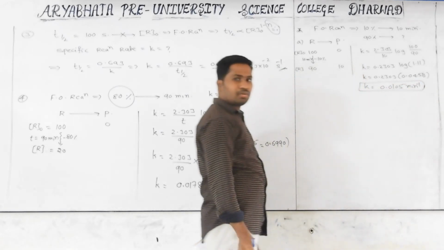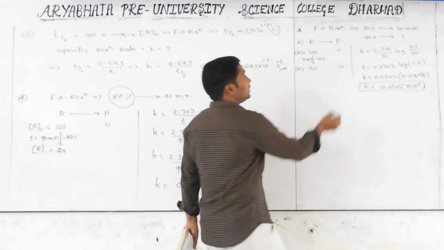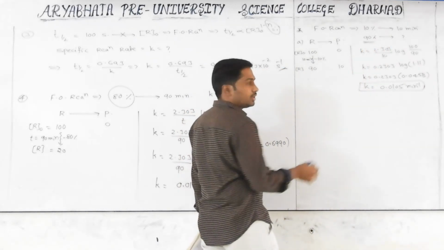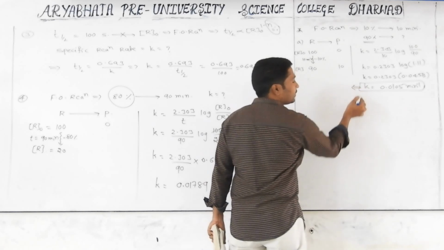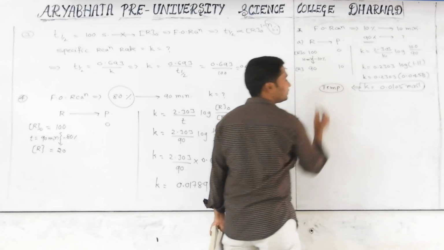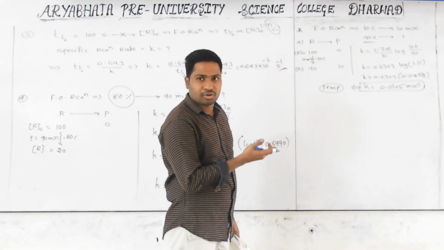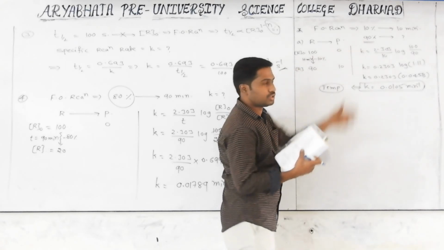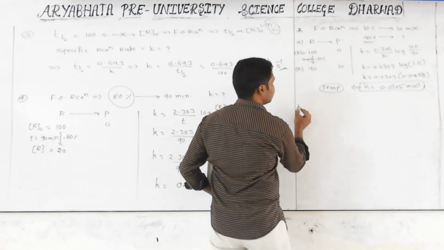Is it the answer? No. What is the answer? The time taken for completion of the 90%. Already I told you the K value is common for the whole reaction. It depends only on temperature. Are you changing the temperature? No. That's why the same constant K value is also used for the remaining decomposition. Do that second part.